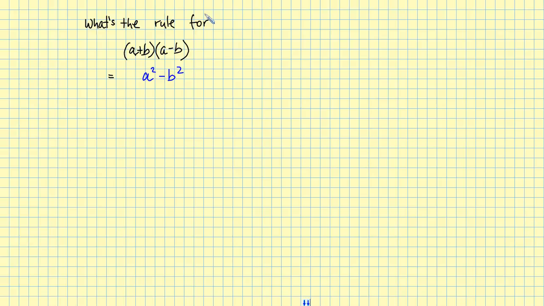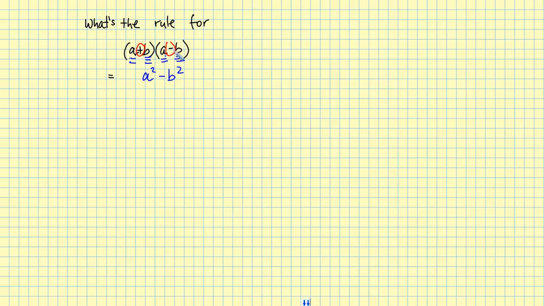And when do we use this rule? We use it when we have two identical binomials, so the terms inside are identical, A and B, and A and B. Okay, they are identical, but one of them happens to be positive, and the other one has to be negative. Okay? So in that case, we would square the first, square the last, and put a minus in between.